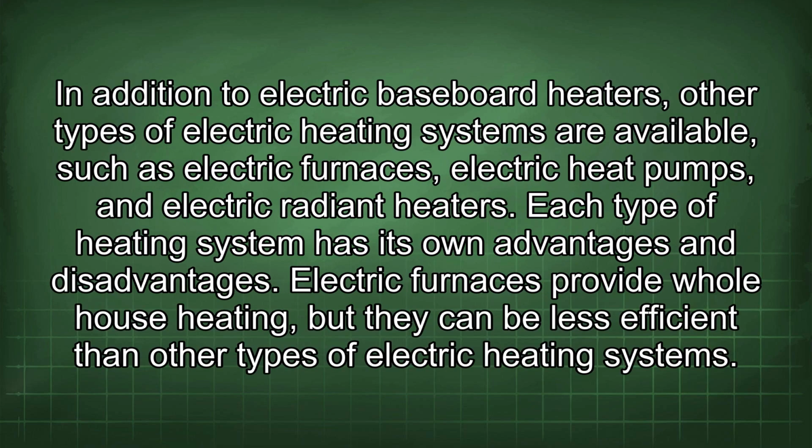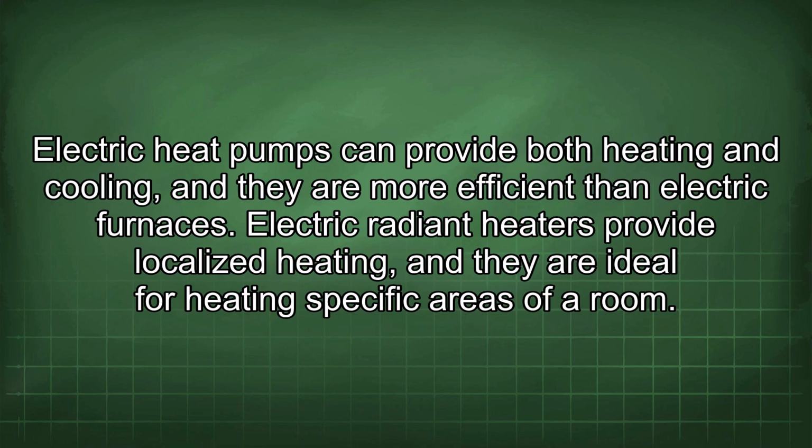In addition to electric baseboard heaters, other types of electric heating systems are available, such as electric furnaces, electric heat pumps, and electric radiant heaters. Each type of heating system has its own advantages and disadvantages. Electric furnaces provide whole house heating, but they can be less efficient than other types of electric heating systems. Electric heat pumps can provide both heating and cooling, and they are more efficient than electric furnaces. Electric radiant heaters provide localized heating, and they are ideal for heating specific areas of a room.